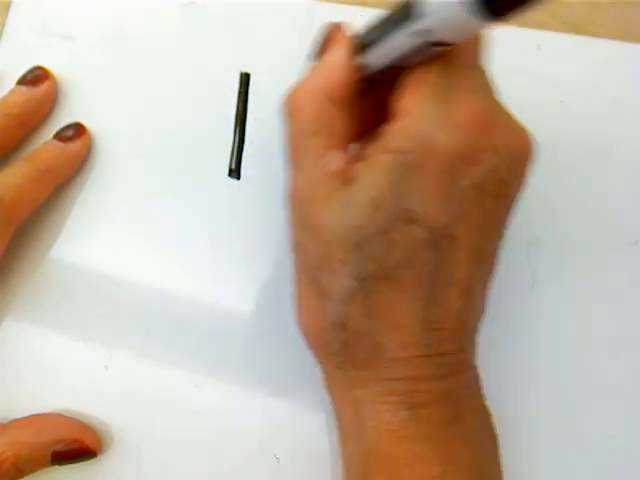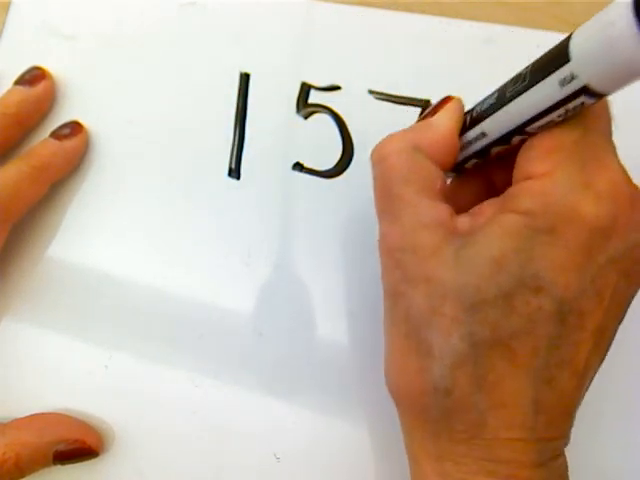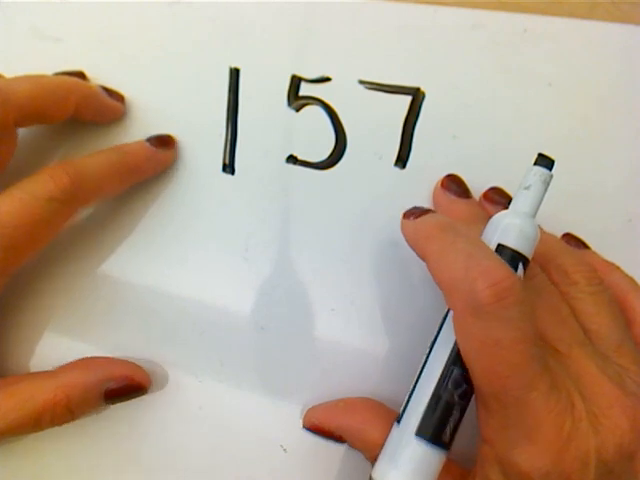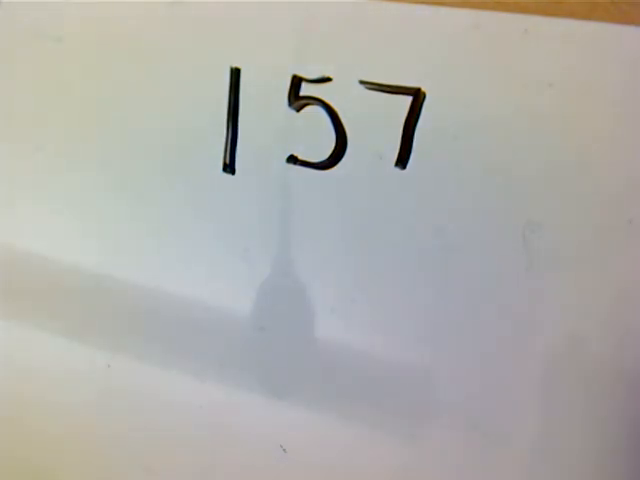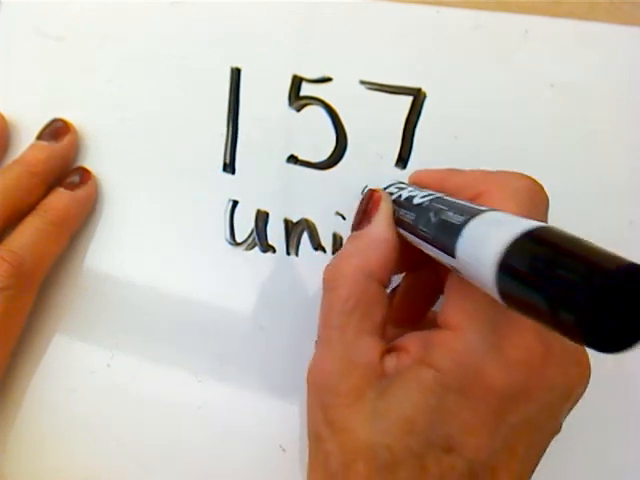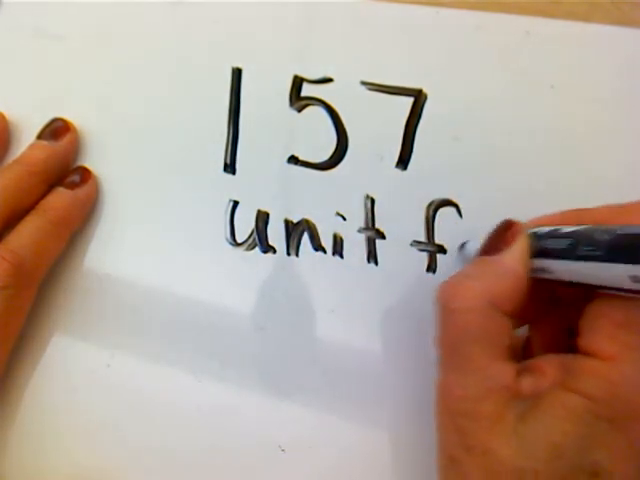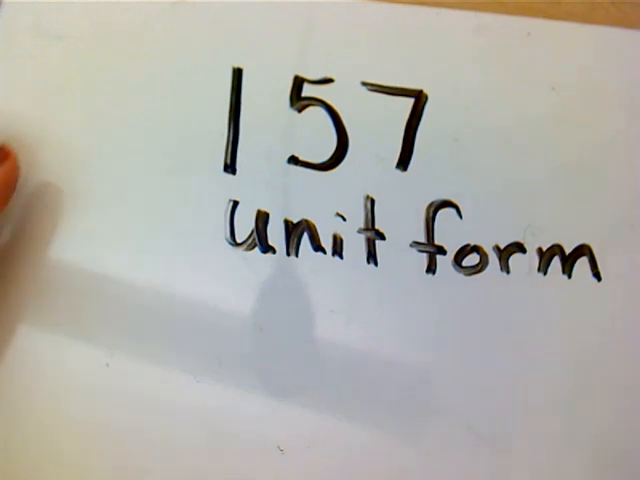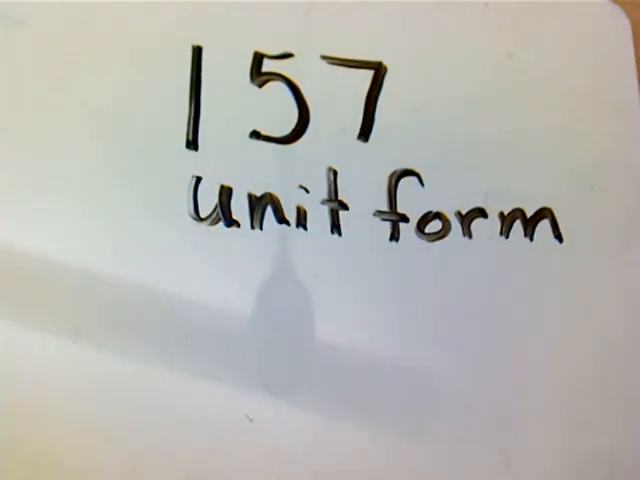All right, my friends, so we are going to start with our fluency practice today, and I am going to write this number here. Okay, so here is the standard number 157, and I need you to write this number in unit form. Unit form. So I have standard form, and your job is to write that number in unit form. So stop the video and give it a try.